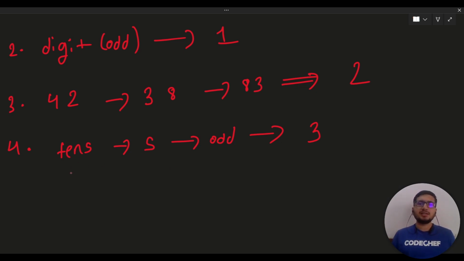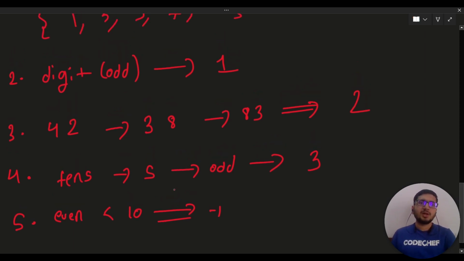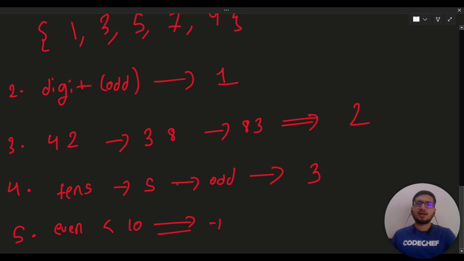If it is a single digit, then what can we do? Then if it is odd, the answer is 0. But if it is even and less than 10, the answer is -1. We cannot do anything, as we have seen in the case of number 8 in our sample input. So with these 5 things in mind, we can get our answer.